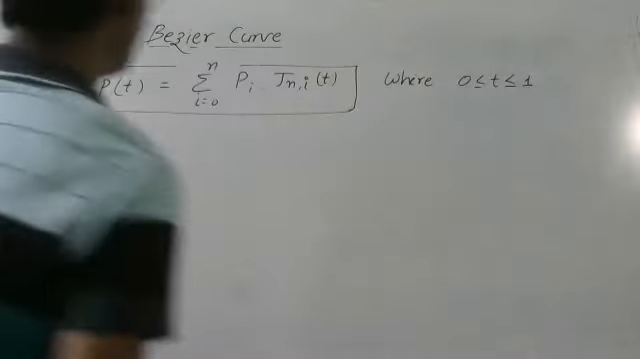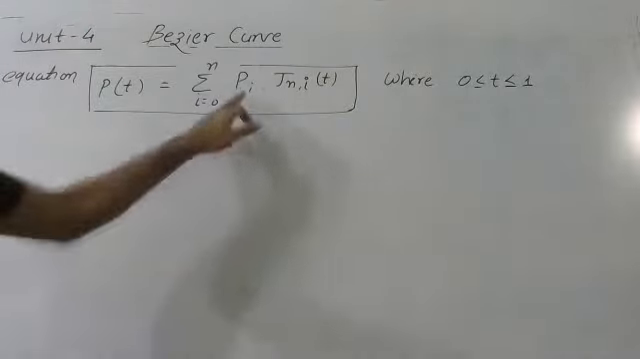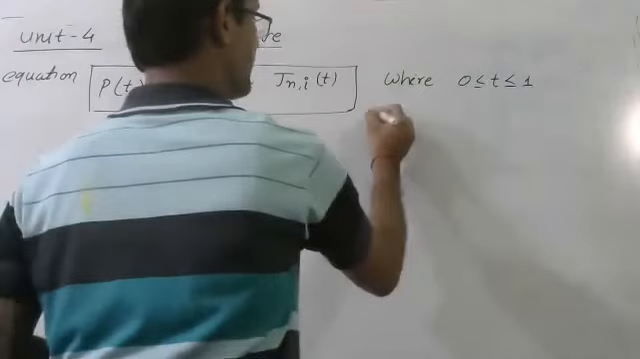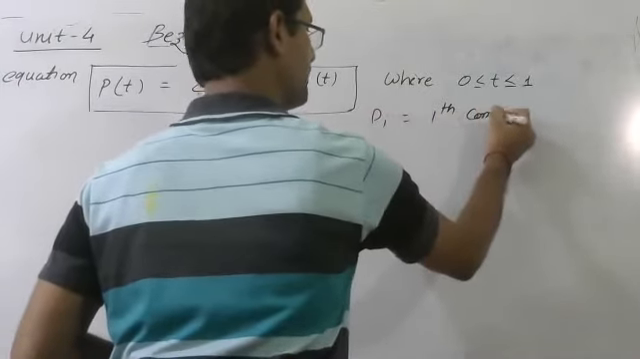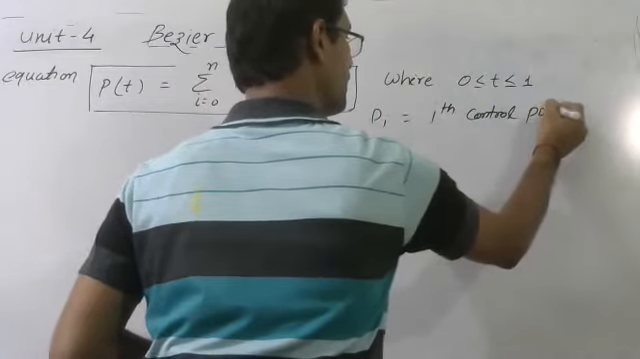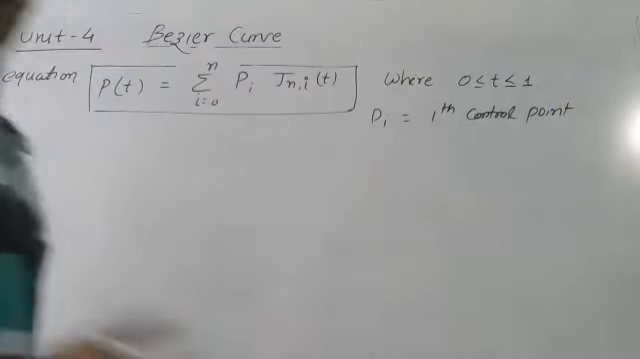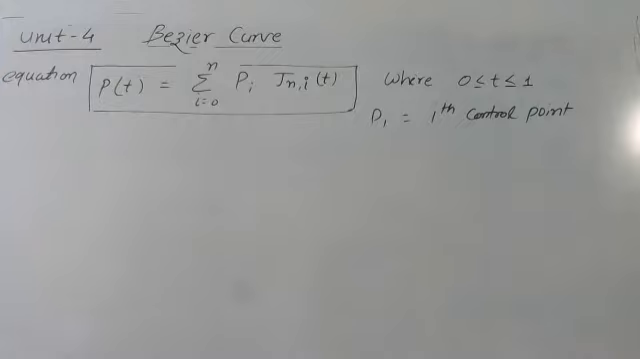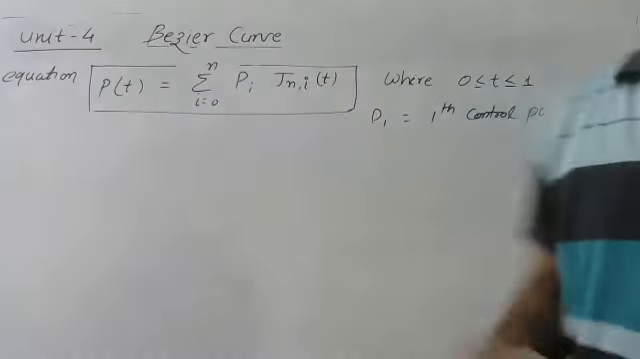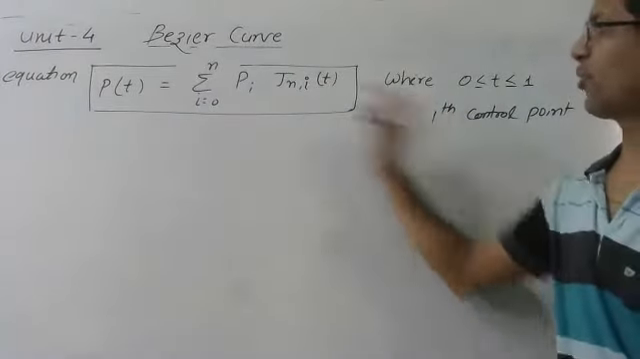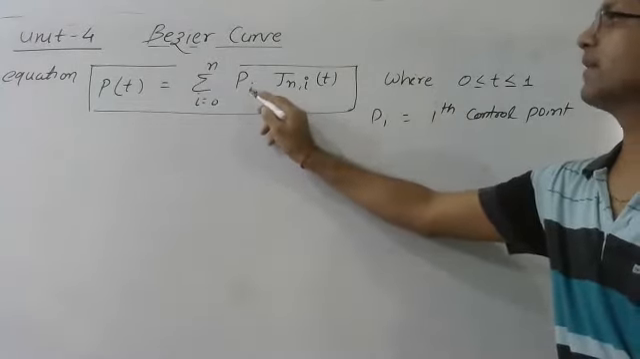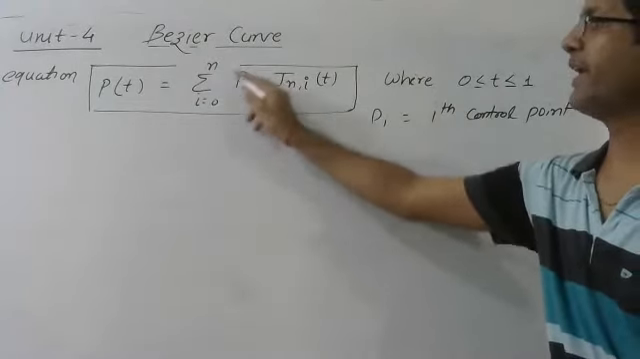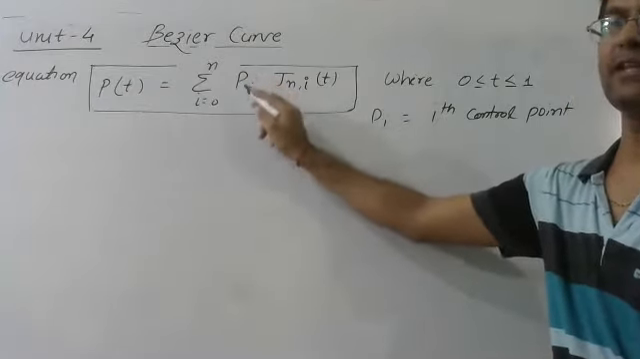So this is the equation of the Bezier curve where pi is the ith control point. A curve can have 4 control points, 3 control points, or 5 control points, or more than that also. So this is the ith control point, meaning first control point, second control point, third control point. It is basically a coordinate position like 20 20, 30 30, 40 40.